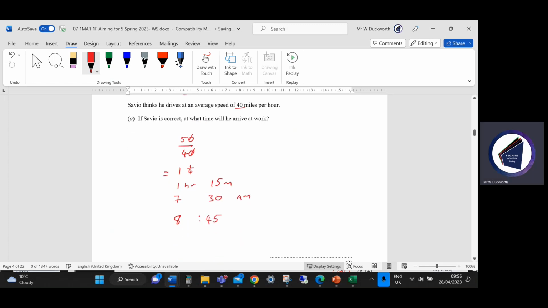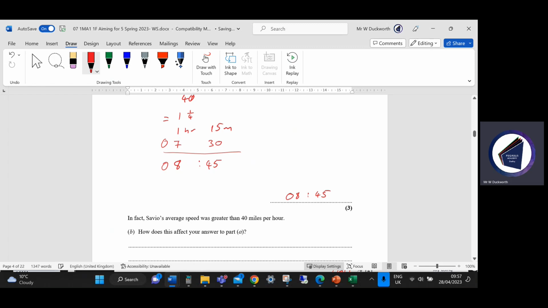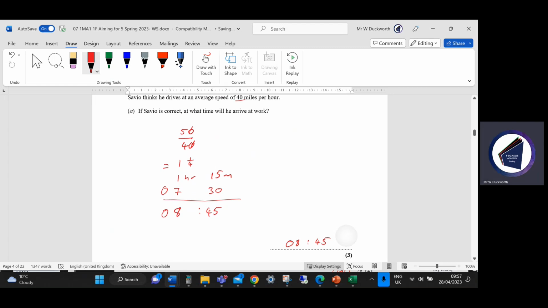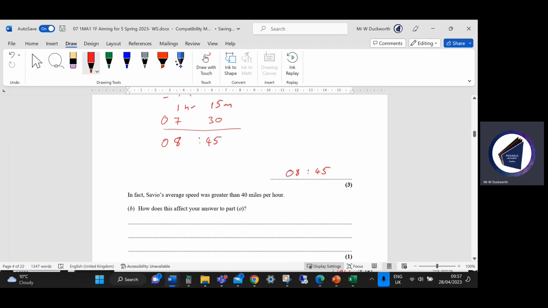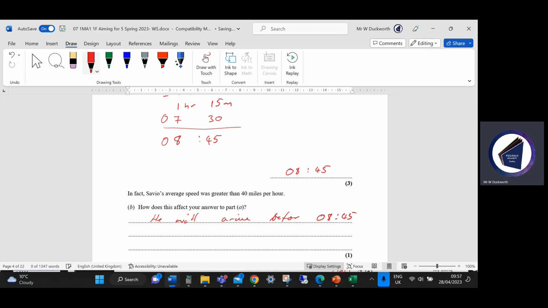What time format are we going for? 24-hour clock, so didn't really need the AM. So 8:45 or 08:45 on a 24-hour clock. In fact, Savio's average speed was greater than 40 miles per hour. How does that affect your answer to part A? He will arrive earlier at work. He will arrive before 8:45.